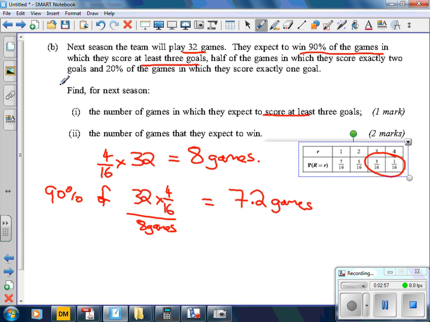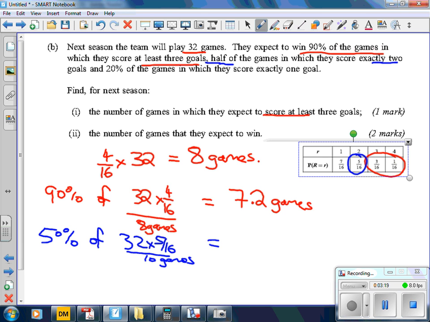The next thing, it says they expect to win half of the games in which they score 2 goals. So half, that's 50% of... Now, how do they score 2 goals? Well, 2 goals is 32 times 5 over 16. So that's 10 games, isn't it? Half of 10 games, they're going to win 5 games here.